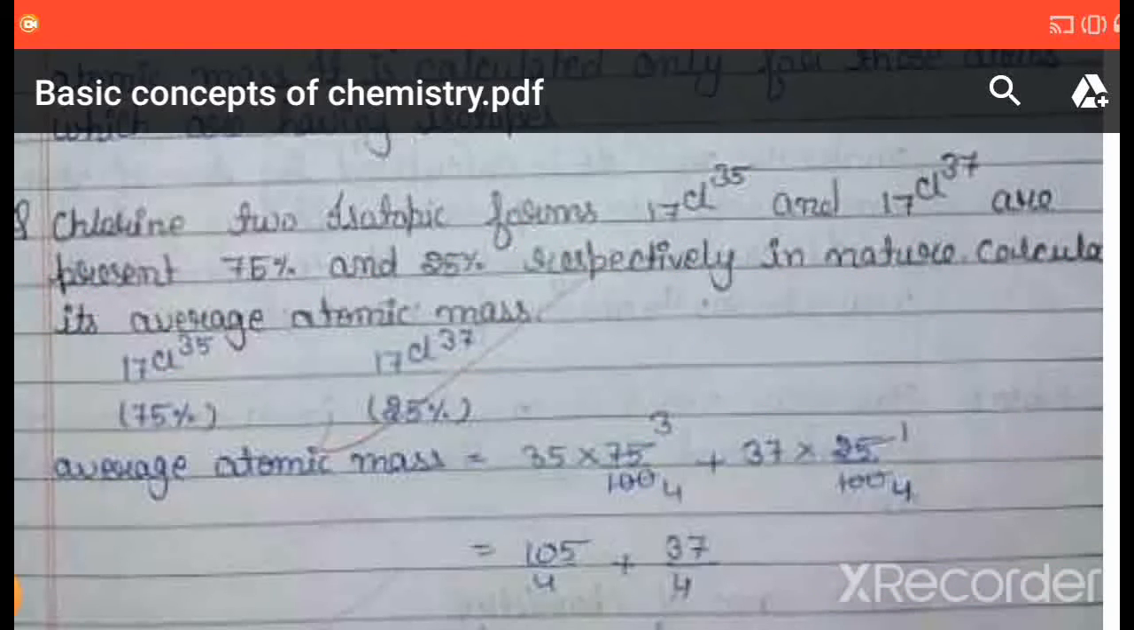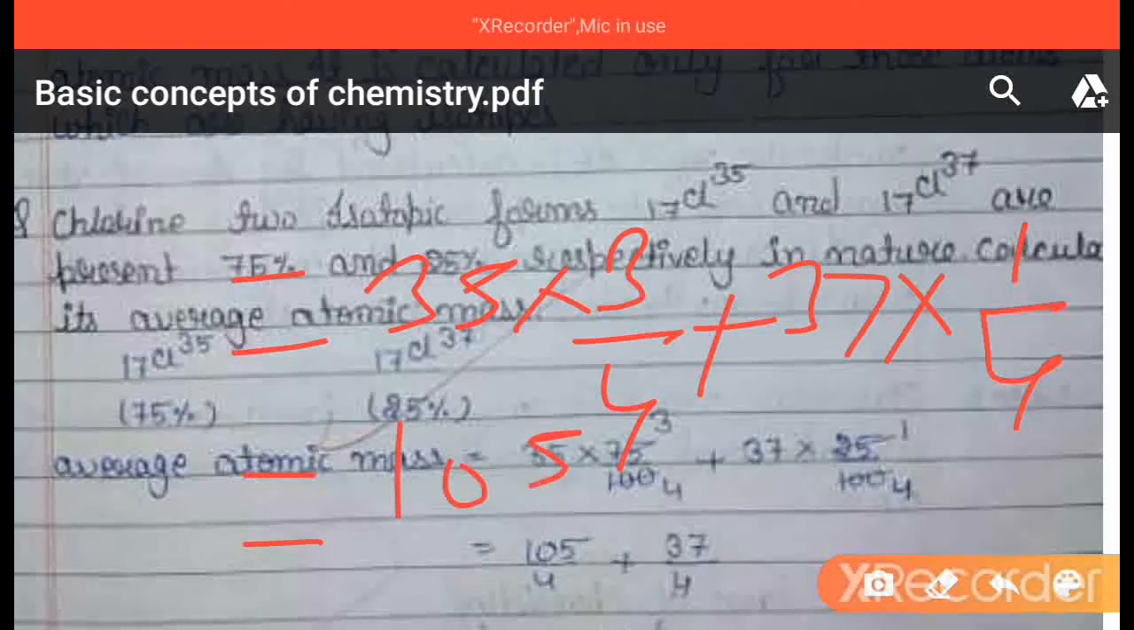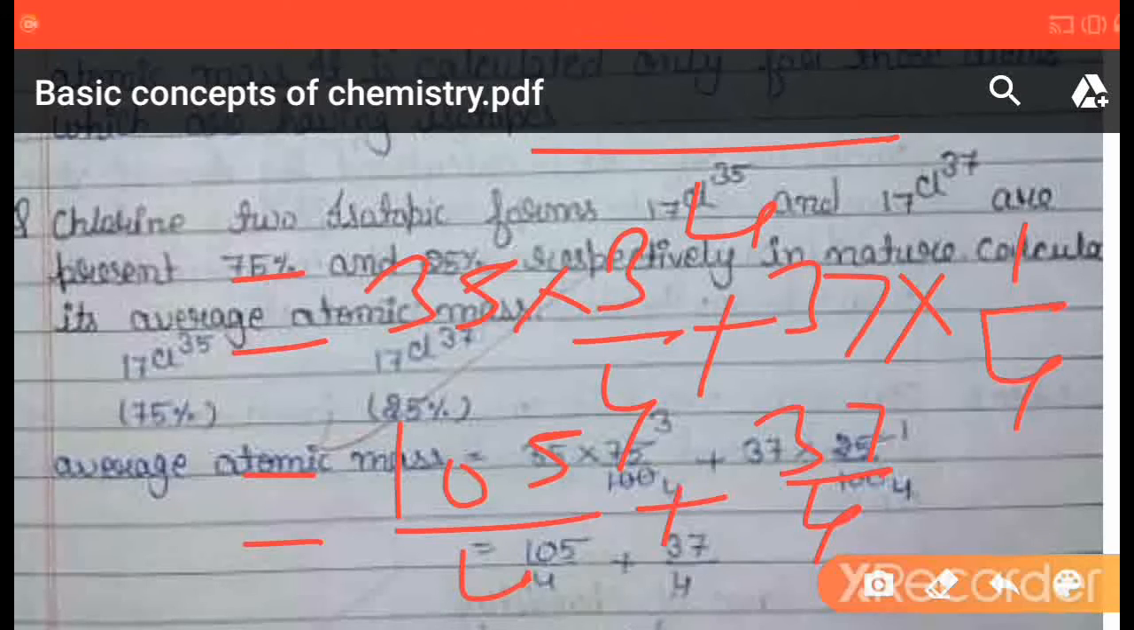So what can we write? We can write simply 35 multiplied by 3 by 4 plus 37 multiplied by 1 by 4, and it can be written as 105 by 4 plus 37 by 4, right? After taking LCM, what can we obtain? 4 is the LCM. 105 plus 37 is 142.